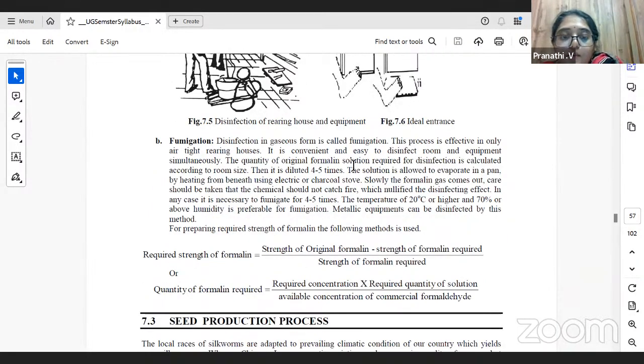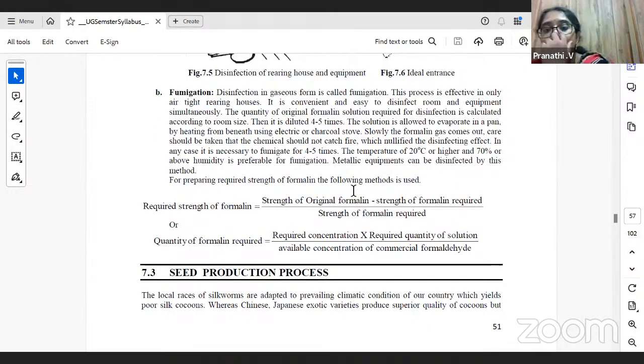Now, when we do fumigation, disinfection in the gaseous form is called fumigation. In this, we see it is effective only in airtight rearing areas. And what is going to take place over here? Again, you're taking formalin solution, and according to the room size, you're going to calculate and dilute it to around 4 to 5 times. Slowly, the formalin gas comes out. You should see that there are no chemicals and there is no fire. Then, if it is necessary, you need to fumigate at least 4 to 5 times.